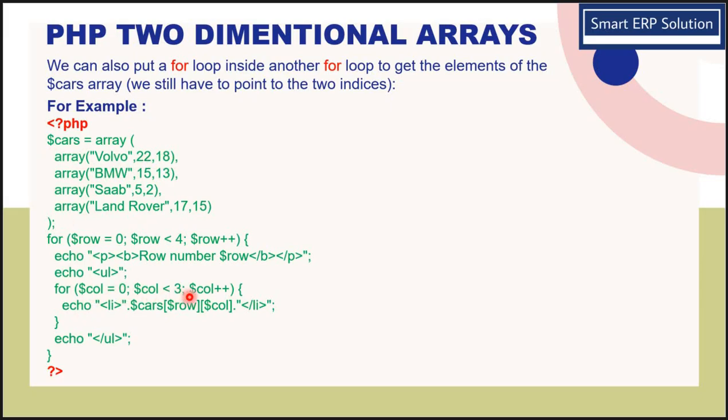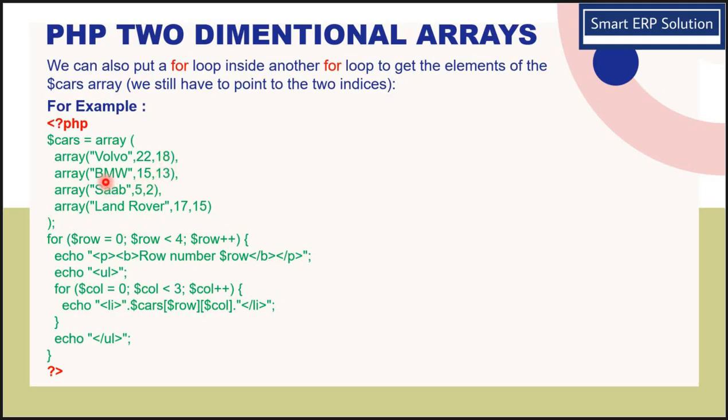For column 0, less than 3, there are 3 columns, 1, 2, 3. So column number starts with 0 and is less than 3. That means 0, 1, 2. Column plus plus. Within the li tag, now we are going to display the element: cars[row][column]. Row 0, column 0 means Volvo. Row 0, column 1 means 22. Row 0, column 2 is 18.